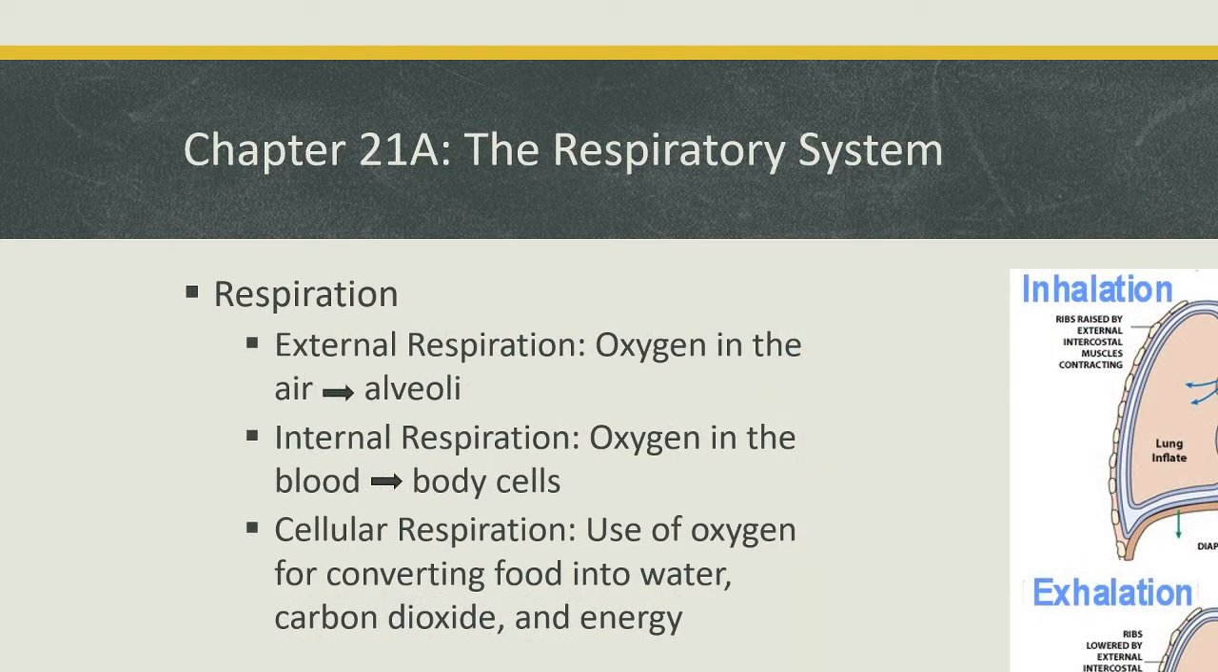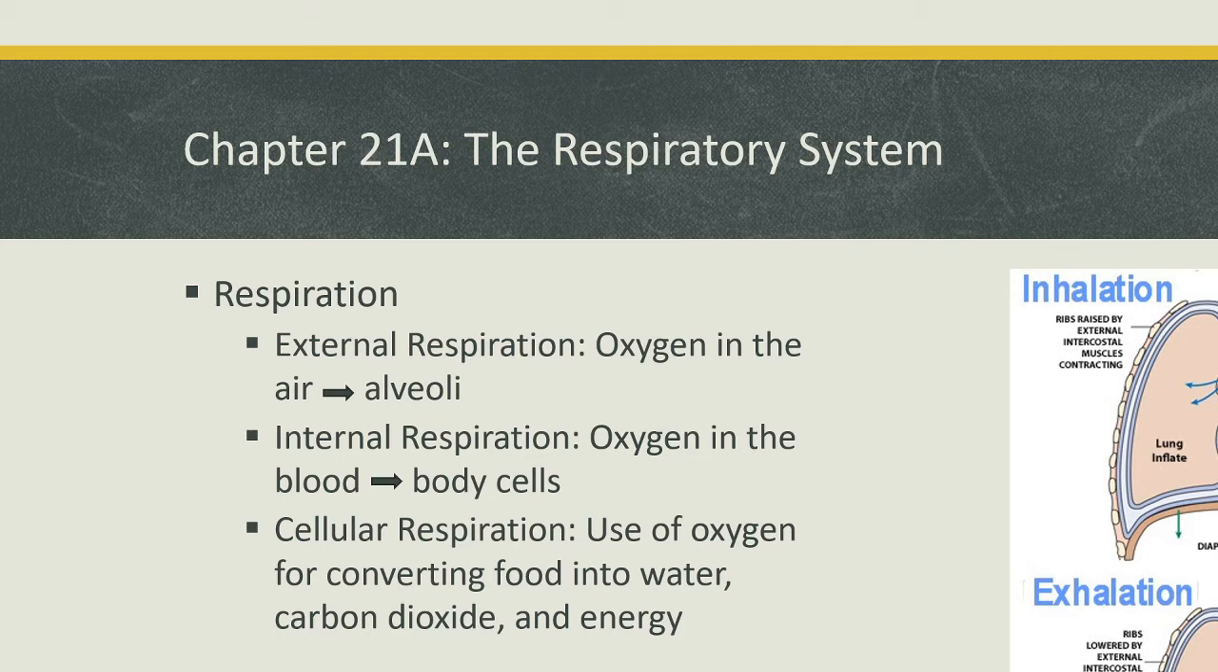Next, the act of respiration. There are three different ways that respiration is used as a term. There's external respiration, which is just getting the oxygen in the air into the alveoli of your lungs. So external respiration is just air getting from outside into your lungs. Then there's internal respiration, and that's getting the oxygen from your bloodstream into the cells of your body. And then there's cellular respiration that we covered way back in first quarter.